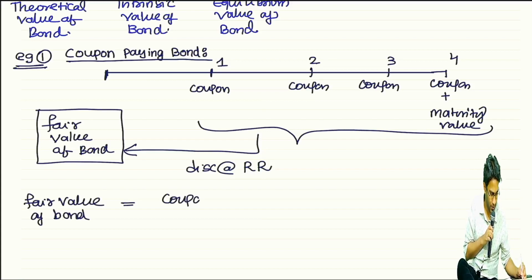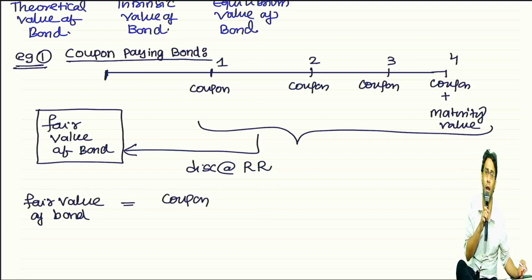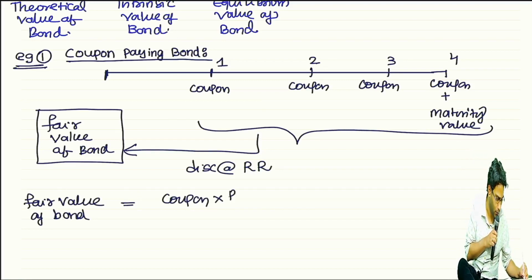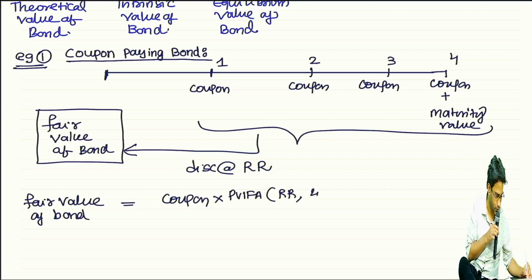Coupon every year it's coming in this example, correct? It's coming every year with equal intervals for a limited period of time. This is a regular annuity cash flow. So coupon into PVIFA at RR. How many years? 4 years. Next.